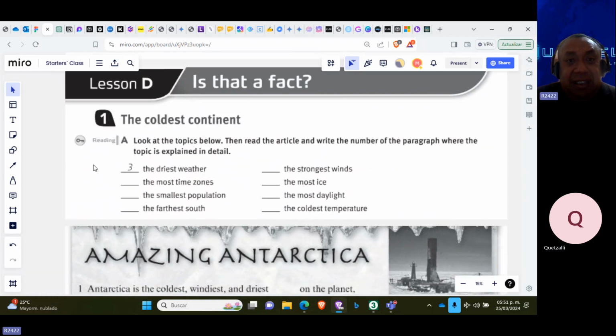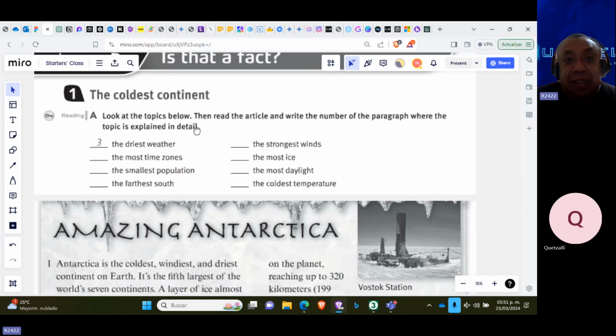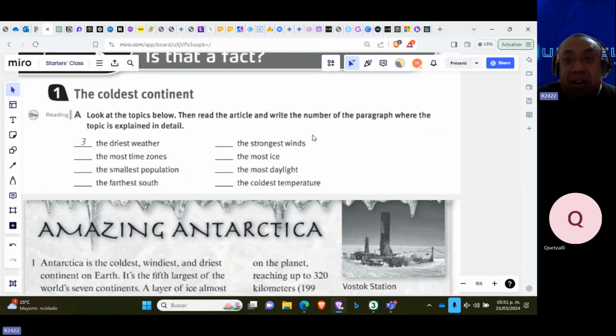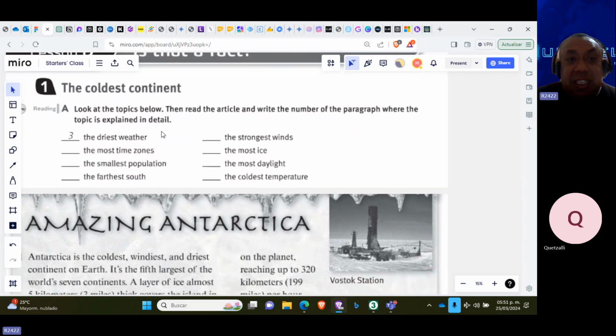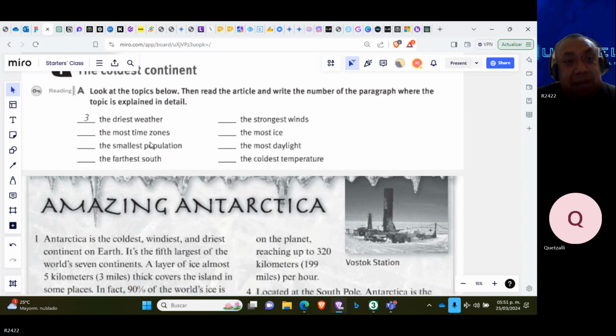Is that a fact? It says the coldest continent. It says, look at the topics below. Then read the article and write the number of the paragraph where the topic is explained in detail. For example, the driest weather, the most time zones, the smallest population, the farthest south, the strongest winds, the most ice, the most daylight, the coldest temperature. Okay, let's read.